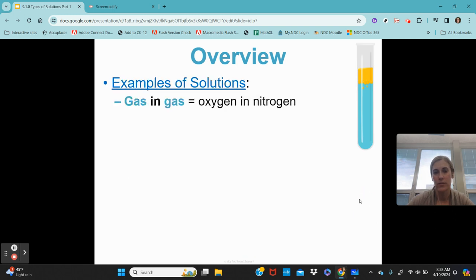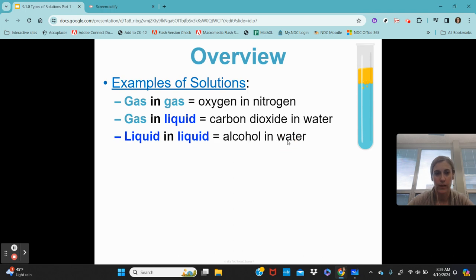Some other examples of solutions, like I said, you don't have to have just water, but you can have gases dissolved. So for example, if you dissolved oxygen in nitrogen, nitrogen would be your solvent. Oxygen would be your solute. You can dissolve gas in liquid. So, for example, any carbonated drink, carbon dioxide in water. Liquid in liquid, alcohol in water would be an example.